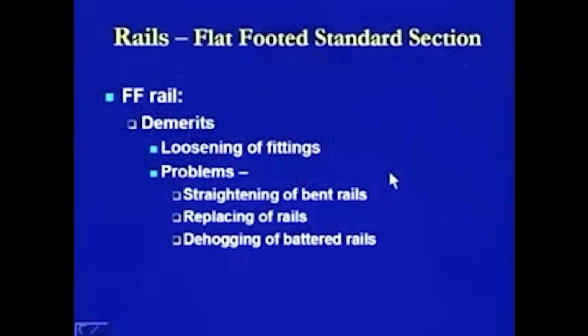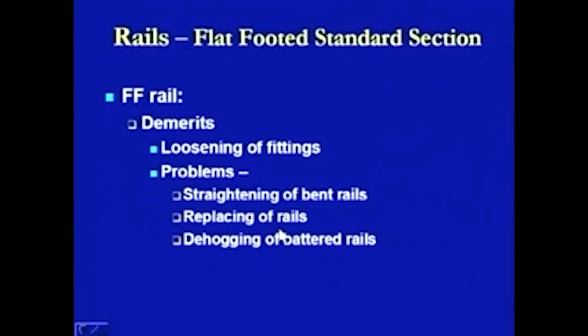But there are of course some demerits related to the flat footed rails. There is a demerit in terms of the loosening of the fittings. Because of the thinner sections, there are chances that the fittings get loosened, and there are some problems related to the straightening of the bent rails. If the rails have got bent for some reason, then it becomes a little difficult to make them straight. There are all chances that at the bottom some breakage may take place.